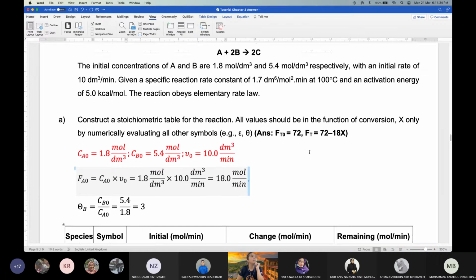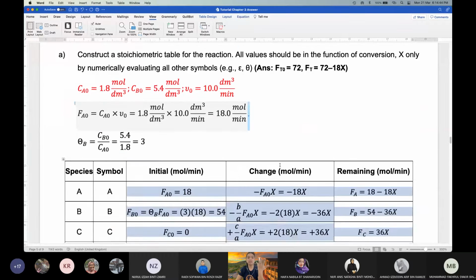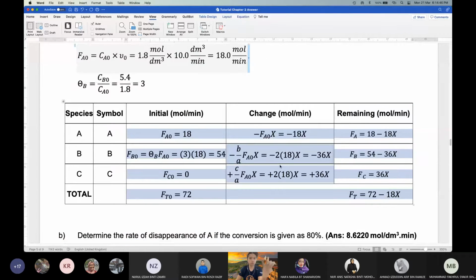Okay, so first of all, in this reaction, we only have 3 compounds. 2 reactants A and B, 1 product C. And you also realize in the question, they did not mention anything about inert or any other compound apart from A, B and C. So if that is the case, you only have 3 rows, 3 rows only for 2 reactants and 1 product. You don't need a row for the inert because there is no inert compound in the system during the reaction.